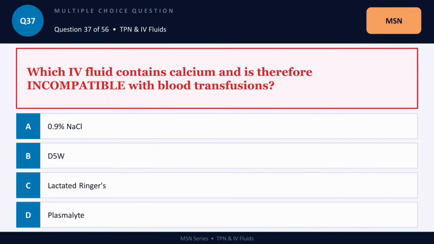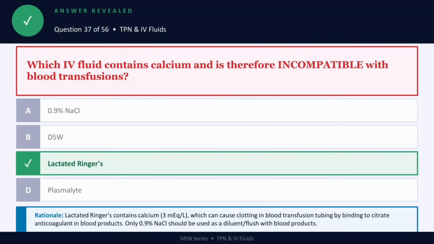Question number 37. Which IV fluid contains calcium and is therefore incompatible with blood transfusion? Option A, 0.9% normal saline. Option B, 5% dextrose in water. Option C, RL. Option D, Plasma-Lyte. The correct answer is option C, RL, lactated Ringer's.